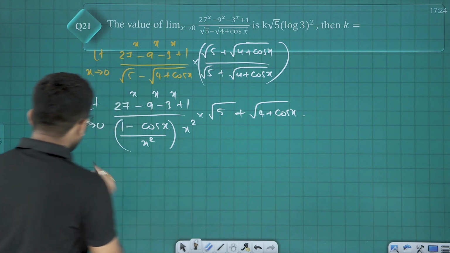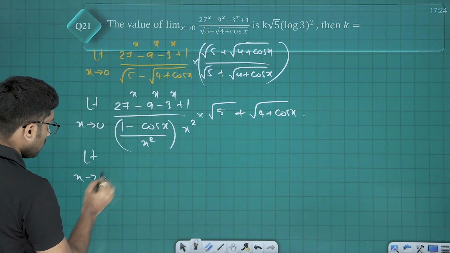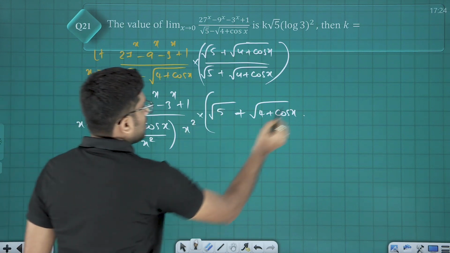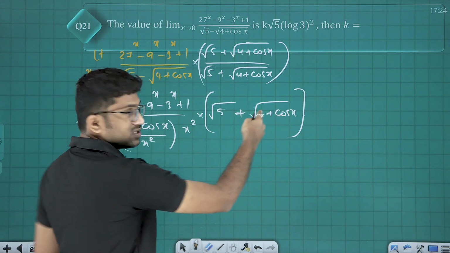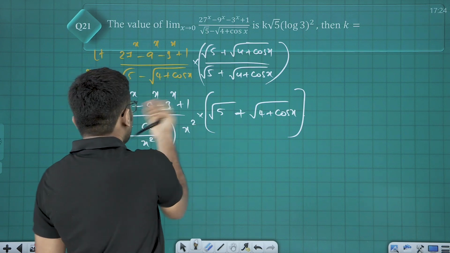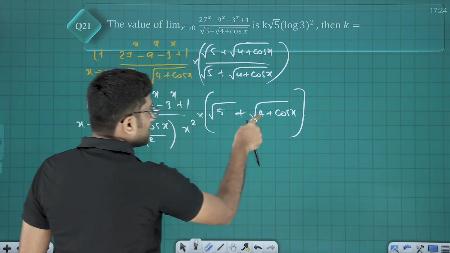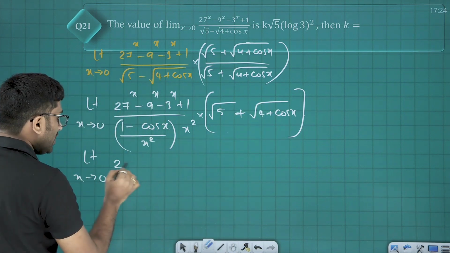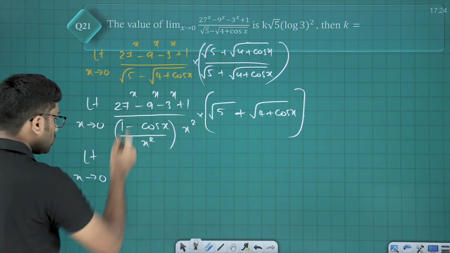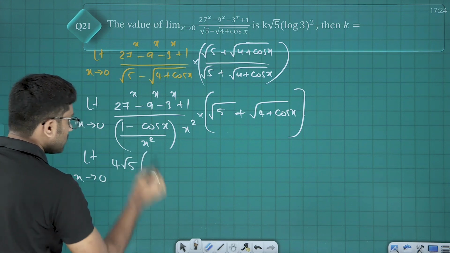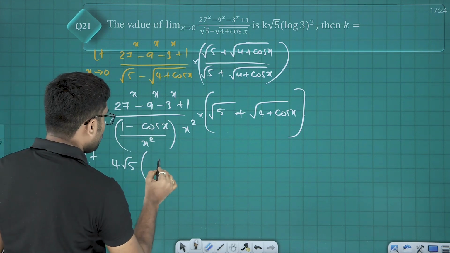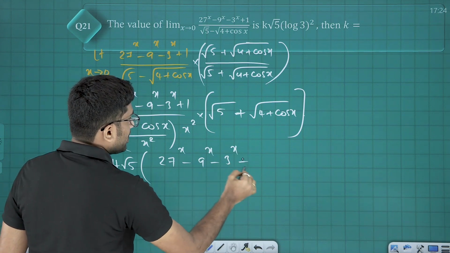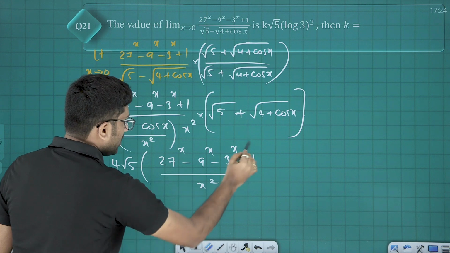Okay? So that becomes limit x tends to 0, 1 by 1 by 2 is 2, friends. So I am taking 2 to the numerator. And you can also substitute 0 in this part, because this is not going to disturb our limit value. So root 5 plus root 4 plus cos 0 is 1. Root 5 plus root 5 is 2 root 5. 2 root 5 into 2 is 4 root 5. So this is 4 root 5 into 27 power x minus 9 power x minus 3 power x plus 1 divided by x square, friends.